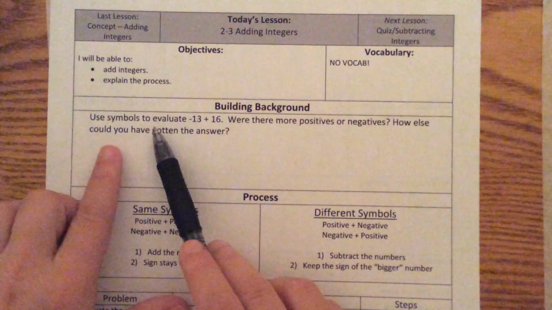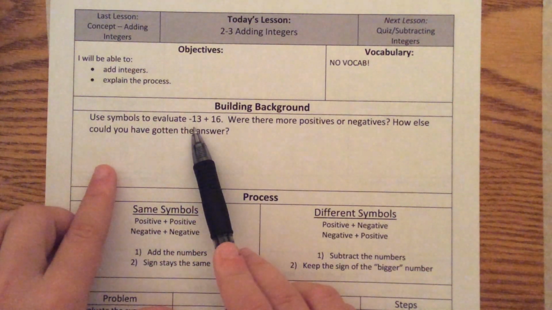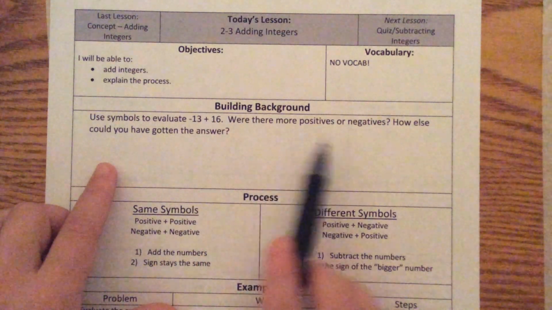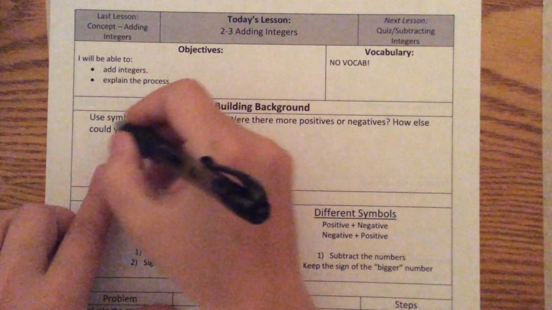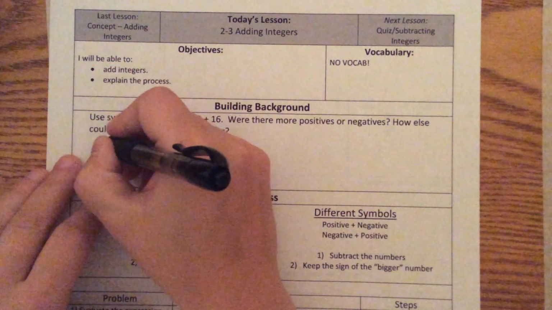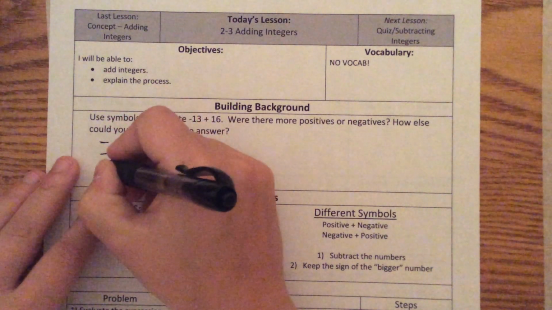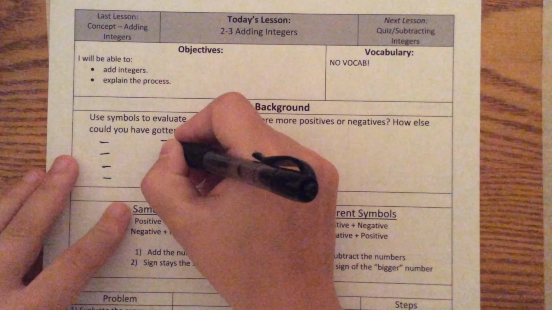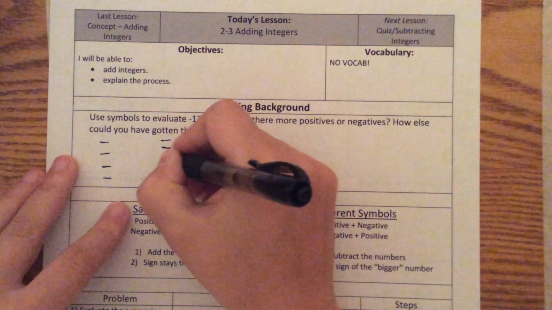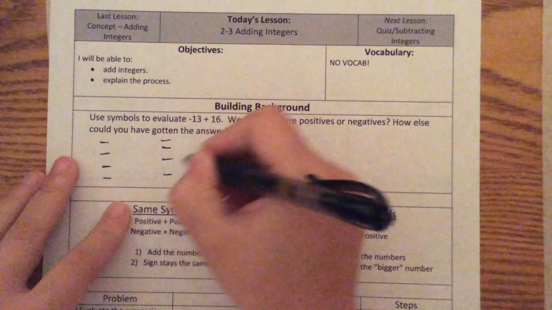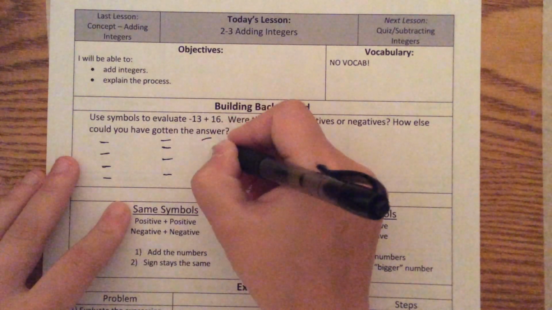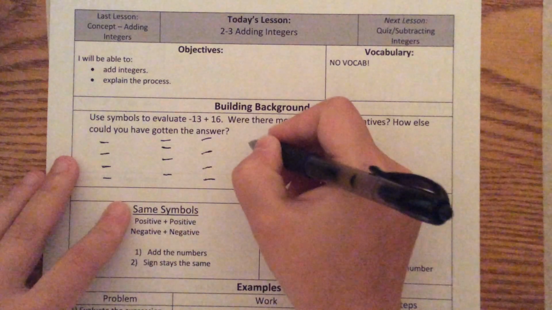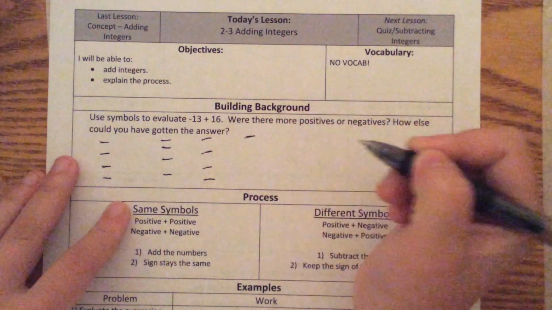So this first one says use symbols to evaluate negative 13 plus 16. Okay, so I'll do that first and we'll go back to these questions. So negative 13 means we need 13 negatives. So 1, 2, 3, 4, 5, 6, 7, 8, 9, 10, 11, 12, and 13.